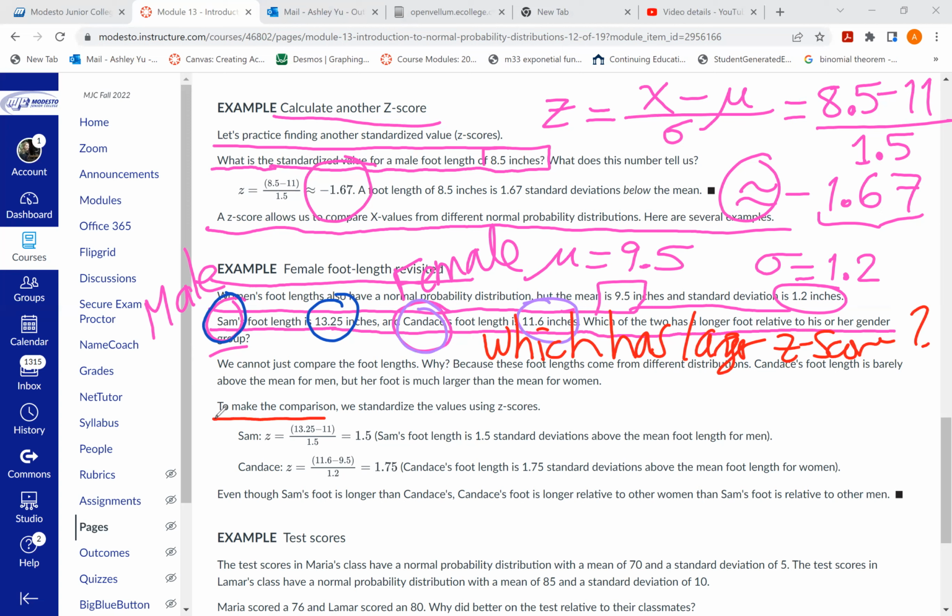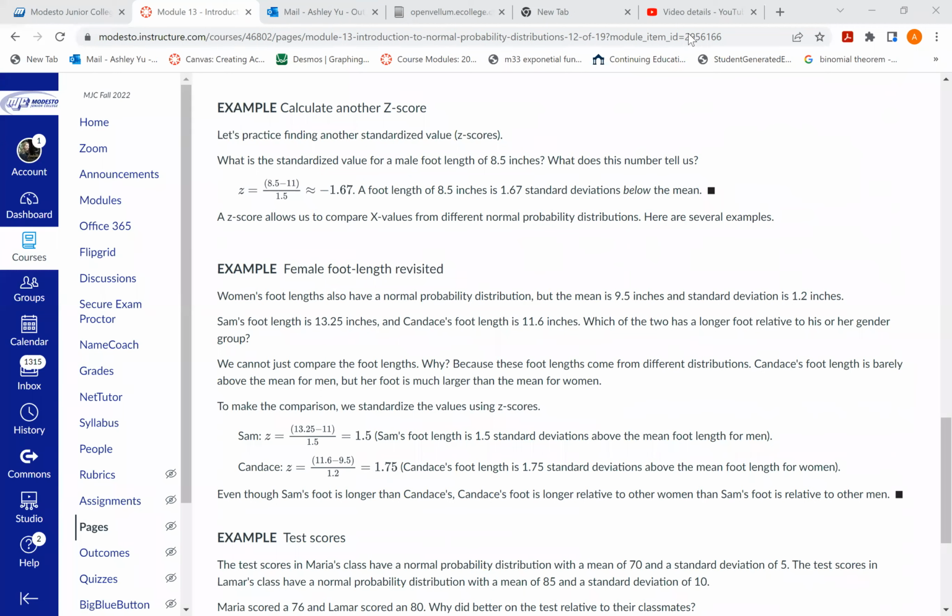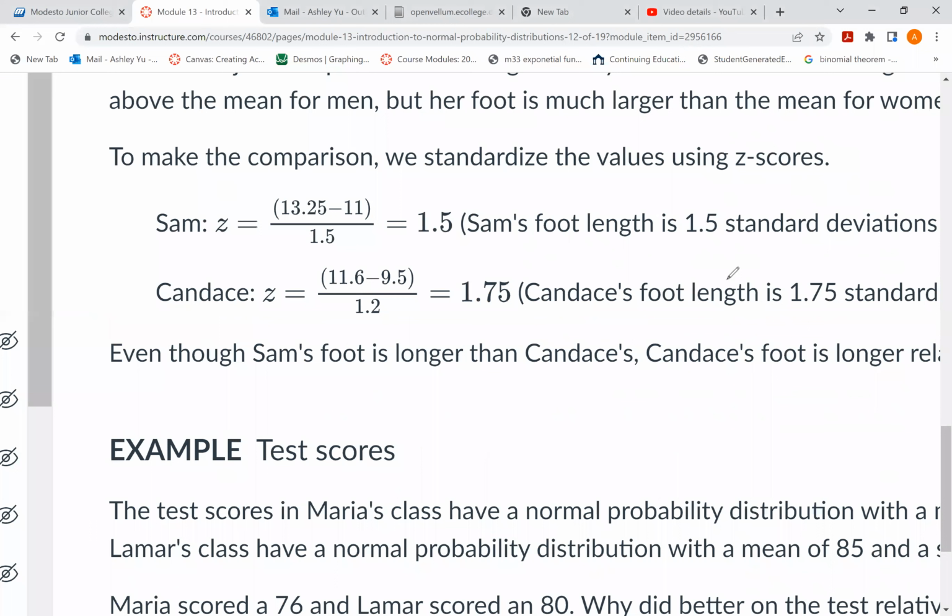To make the comparison, we standardize the values giving z-scores. So Sam, this is kind of hard to see. Maybe I can zoom in here. Here we go. These values are super tiny. So for Sam, remember we're comparing his foot length to other males. That's why the formula was x minus mu over sigma. So the mu is 11 and the sigma is 1.5.